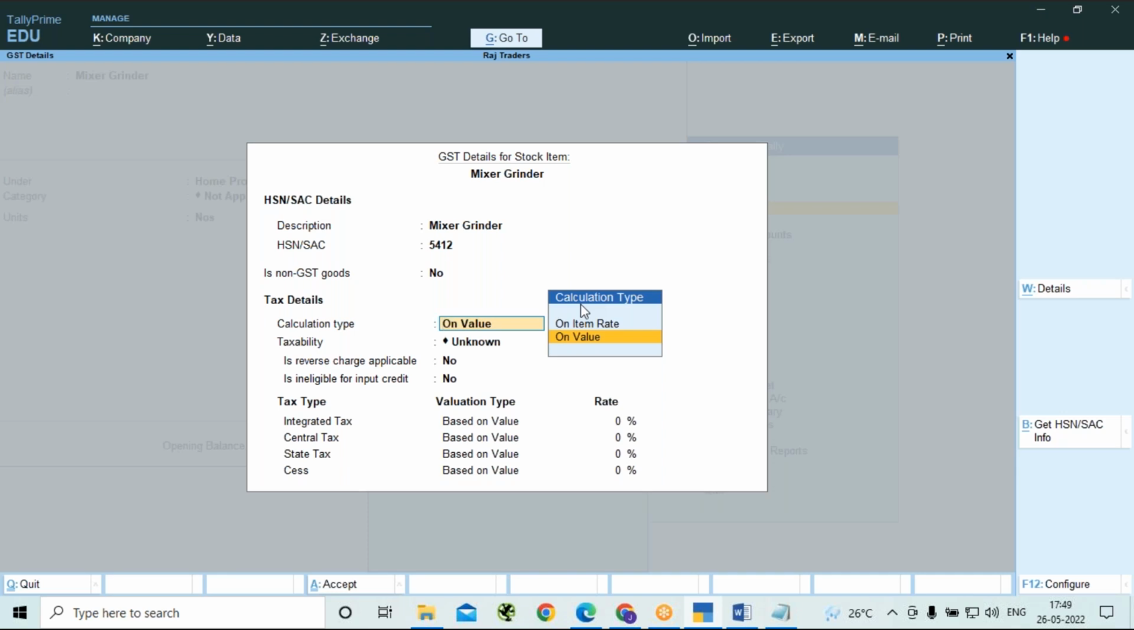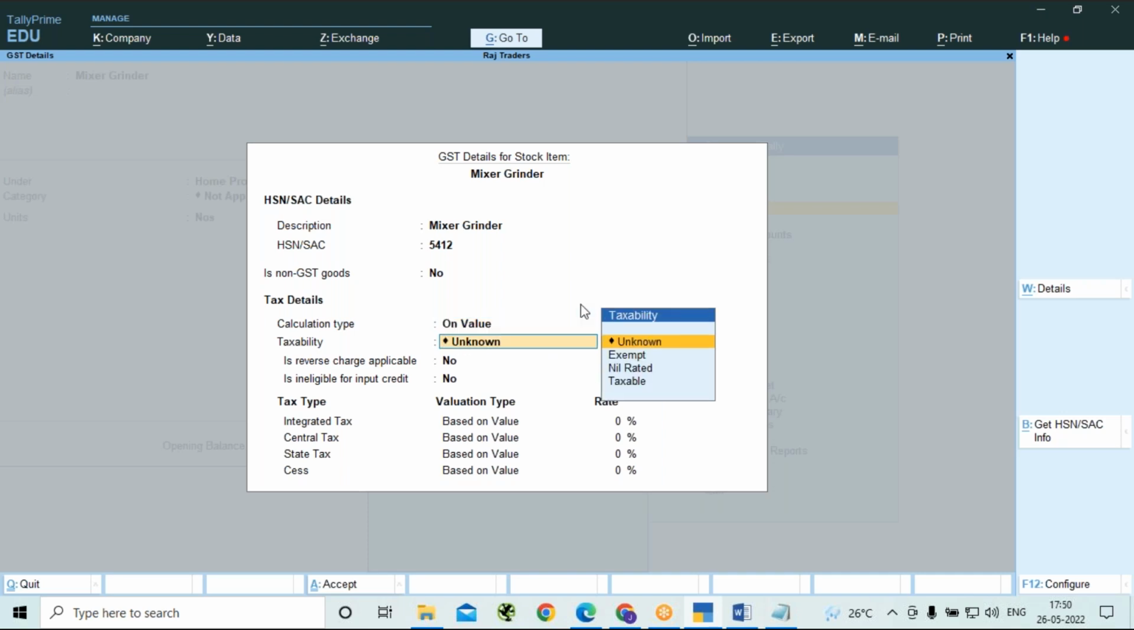If the rate of the item is more than 1000, then the rate of GST is 12%. So when multiple GST rates are applicable, then choose on item rate. In case only one GST rate is applicable for any kind of item rates, then it is on value. So most of the items will be on the on value option only. So let me choose it as on value.